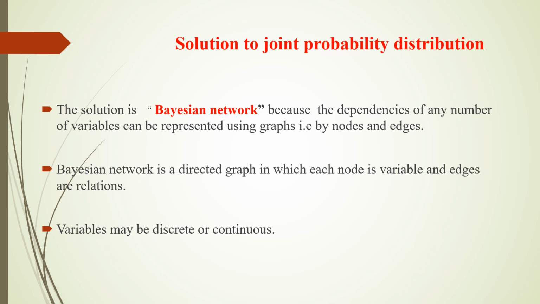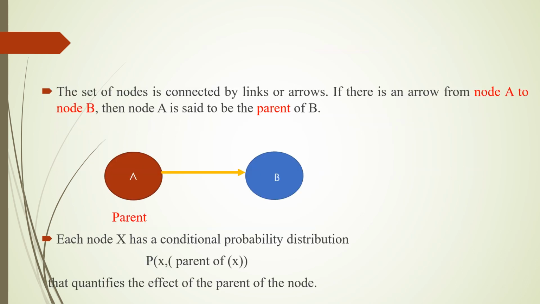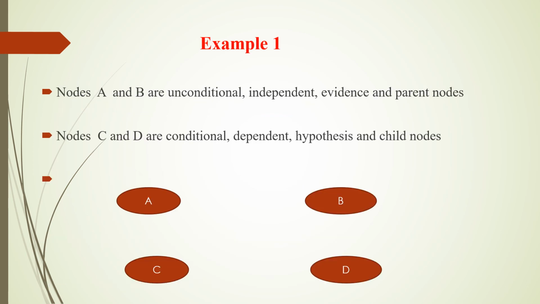And Bayesian network is a directed graph in which each node is a variable and edges are relations. And these variables may be discrete or continuous. The set of nodes is connected by links or arrows. If there is an arrow from node A to B, then node A is said to be parent of B. See the diagram. The arrow comes from node A to B, so A is a parent node. So each node X has a conditional probability distribution, probability of X given parents of X, that quantifies the effect of the parents on the node.